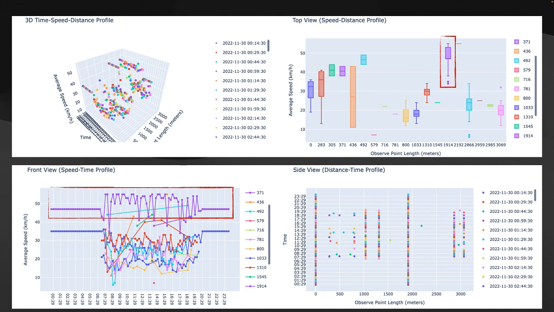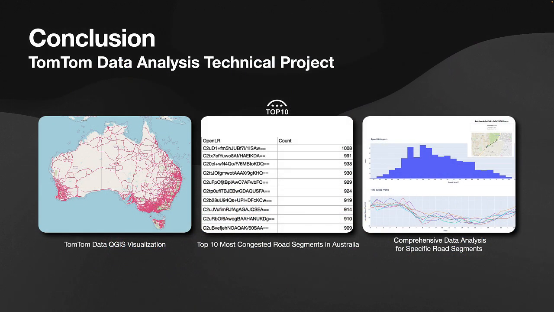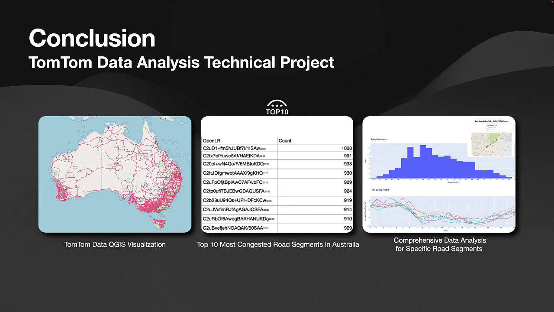In summary, this project utilizes TomTom's traffic data to conduct comprehensive research on traffic management in Australia. Through visualizations and analysis, we gained valuable insights into the traffic conditions in different regions. We identified the most congested sections in Australia and analyzed the congestion trends throughout the week. Additionally, we conducted in-depth data analysis on specific sections in Sydney and Canberra, examining speed histograms, speed time profiles, and 3D time speed profiles.